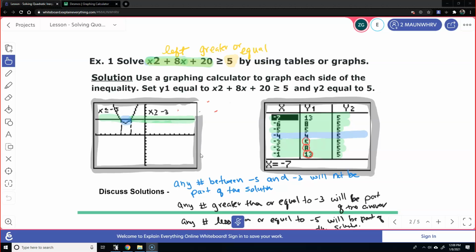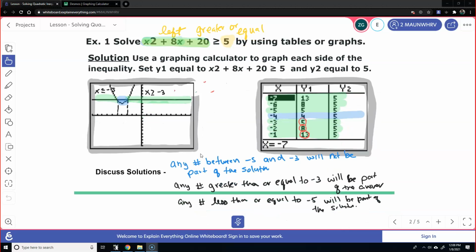So let me go ahead and erase that here. I showed you that for anything that is greater than or equal to -3, and anything less than or equal to -5, the y values 5, 8, and 13 are greater than or equal to 5. So the only part that is not part of the solution is the numbers between -5 and -3. That's the first example.